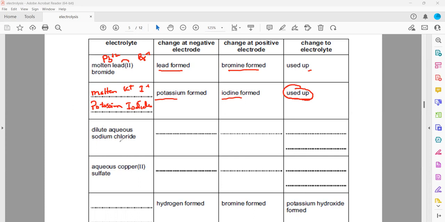If we have dilute aqueous sodium chloride, the first thing you have to identify is the ions. There will be a sodium ion, a chloride ion, a hydrogen ion and a hydroxide ion. For positive ions, always the less reactive will move. So which ion will move? Hydrogen, because hydrogen is less reactive. So if hydrogen moves, what will form? Hydrogen will form.